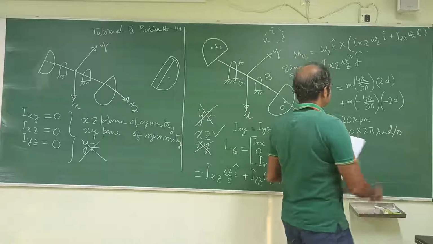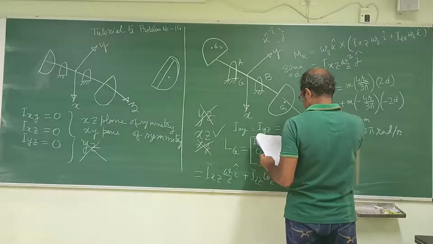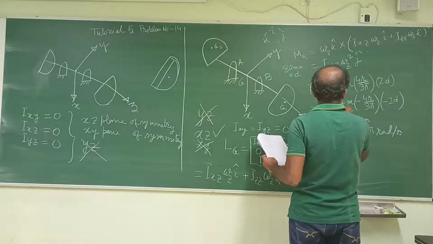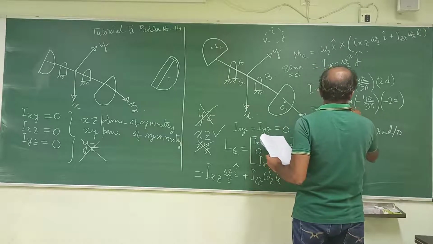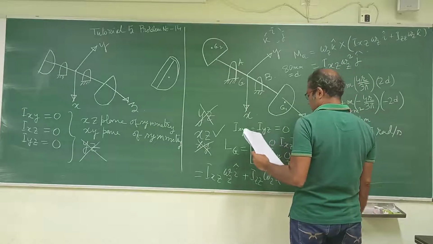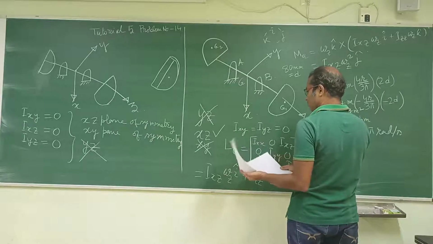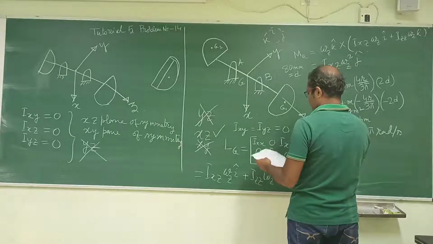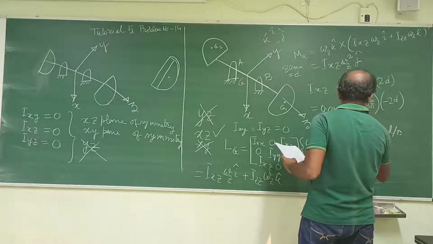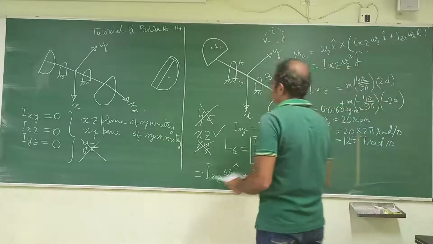Ixz, I have got, is equal to 0.0163 kg meter square, and this omega z, how much have I got for omega z? Yeah, 125.7 radian per second.